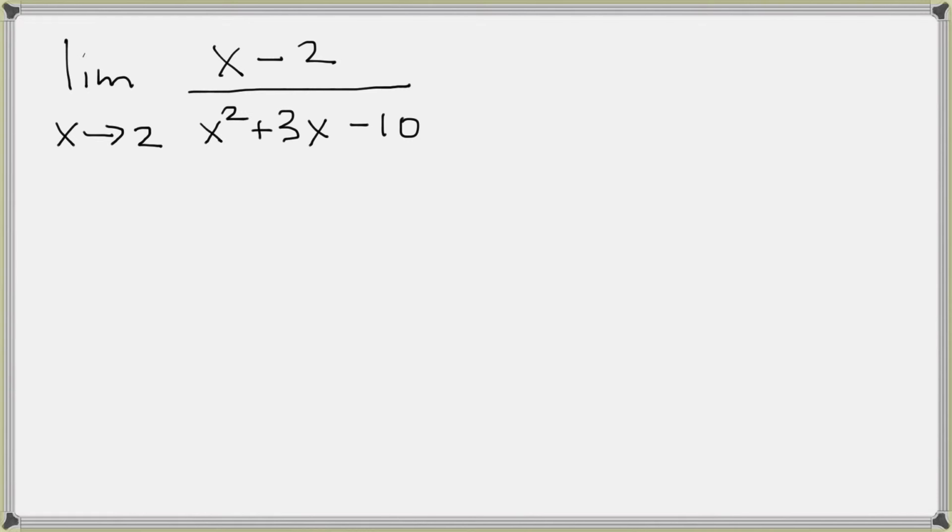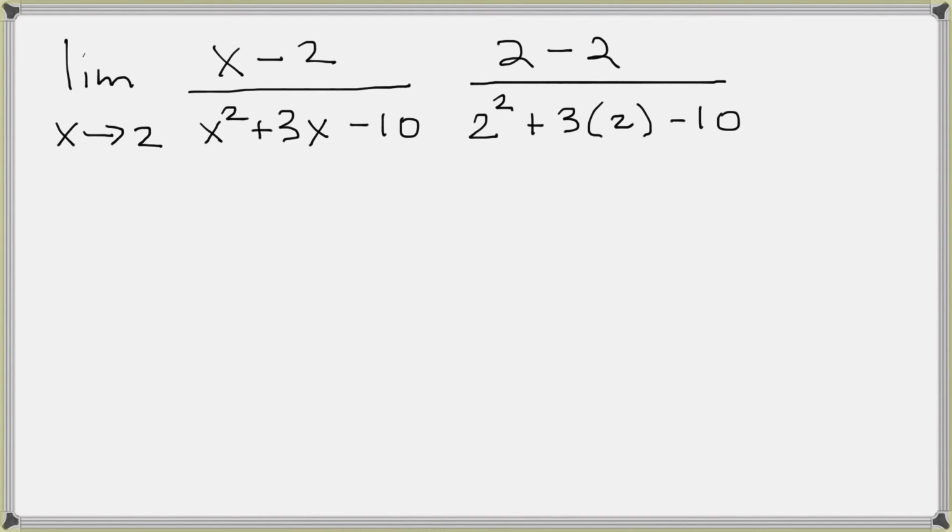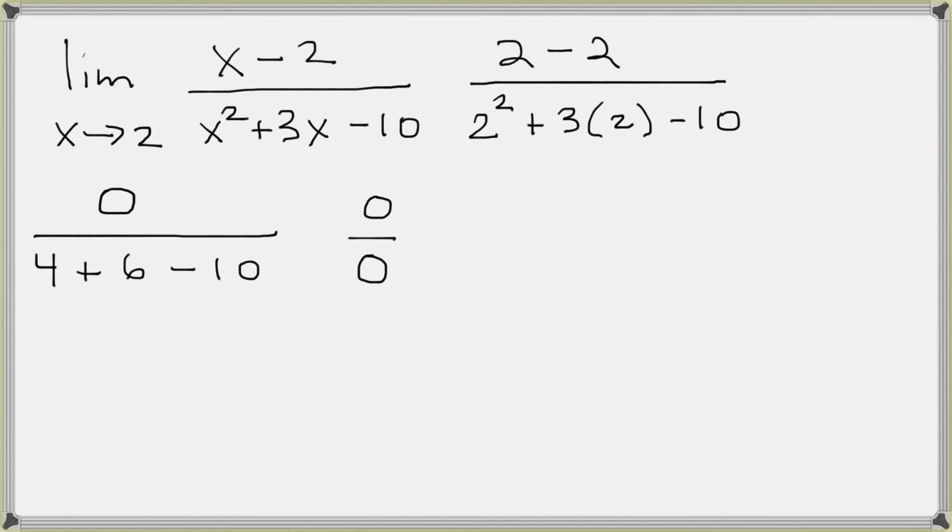So on this one, I'm going to go ahead and plug the 2 in and see what I get. When I do that, I get 0 on top, and then I get 4 plus 6 minus 10. So I wind up with 0 over 0, right? The indeterminate form. At this point, you might be tempted to jump to conclusions that there is no vertical asymptote here, but you can't do that in general. Sometimes if you do that, you'll get an incorrect answer. So what you need to do is work through this problem just like you did in the previous sections about the indeterminate form 0 over 0.